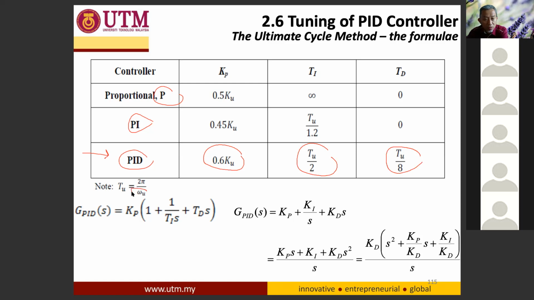So how do we get omega u? Omega u is the frequency at the critical gain. How do we get the critical gain? Ku is the gain where the root locus intersects the imaginary axis in the root locus plot. So you obtain Ku, then you obtain omega u, and after that you get Tu. Tu and Ku will be used in the Kp value, Ti value, and Td value.